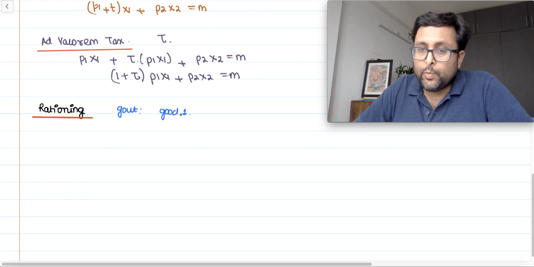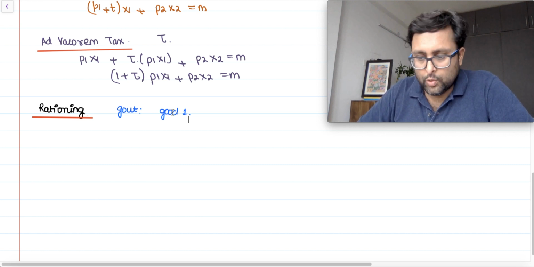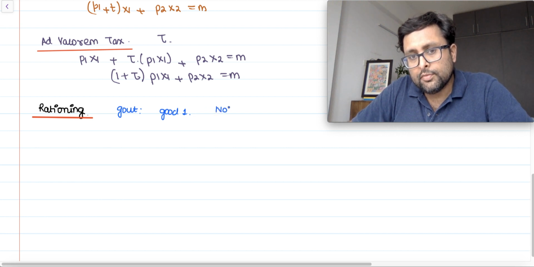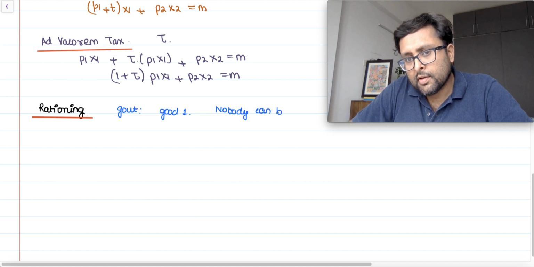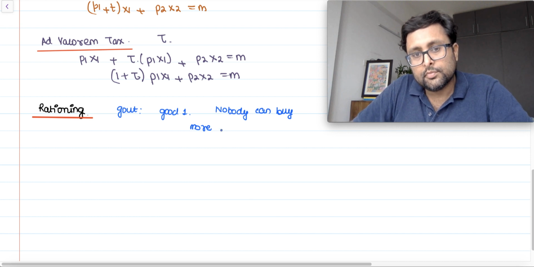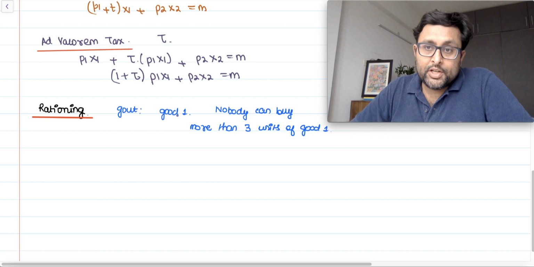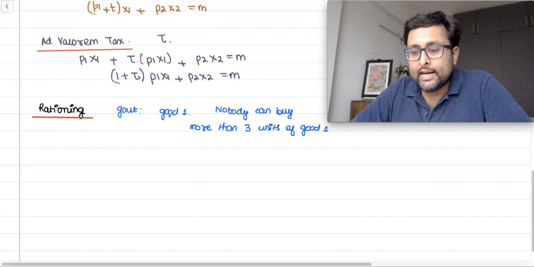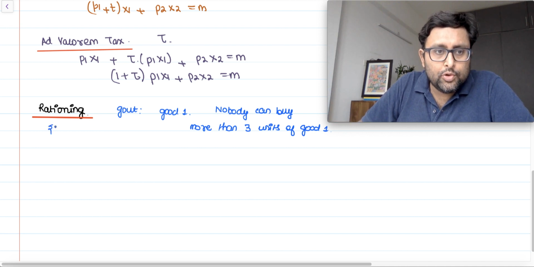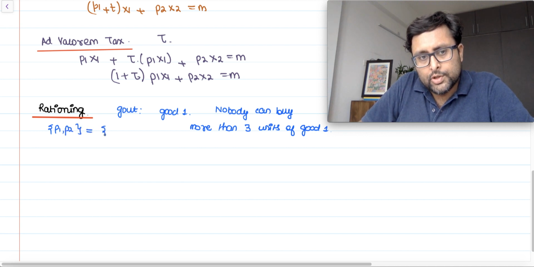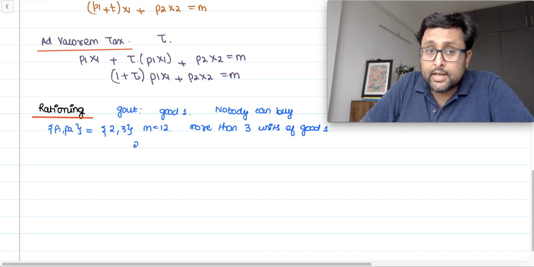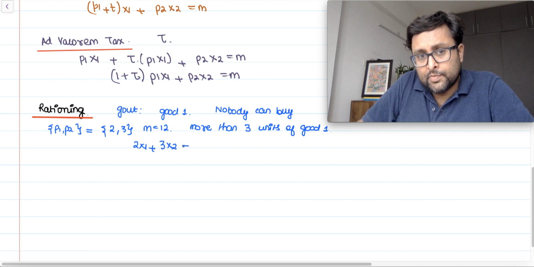and the way it is going to ration is this, that nobody can buy more than, let's say, 3 units of good one. The question which arises is how the budget constraint is going to look. Let us say that the prices of the two goods, P1 and P2, are 2 and 3, and say your income is 12. So your budget constraint looks like 2x1 plus 3x2 equals 12.